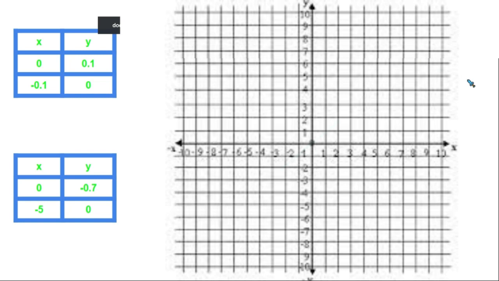We locate the coordinate x 0 and y 0.1, where the first point will be placed. Then we locate the coordinate x minus 0.1 and y 0, where the next point will be placed, and then join them with a line. Now we identify the following coordinate, x 0 and y minus 0.7. We place a point and then join the line at the following coordinates: x 0 and y minus 0.7, and x minus 5 and y 0. Now we locate the crossing point, which has the value of x equal to 0.6 and y 0.62.